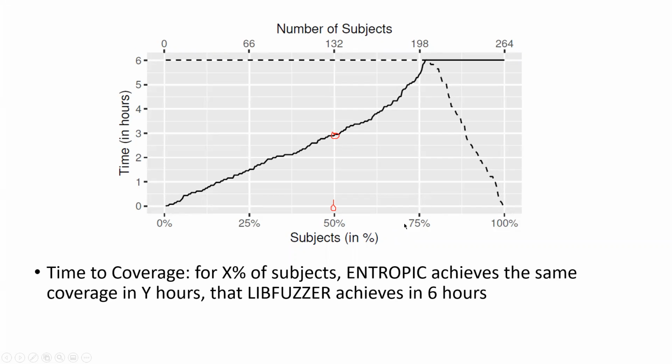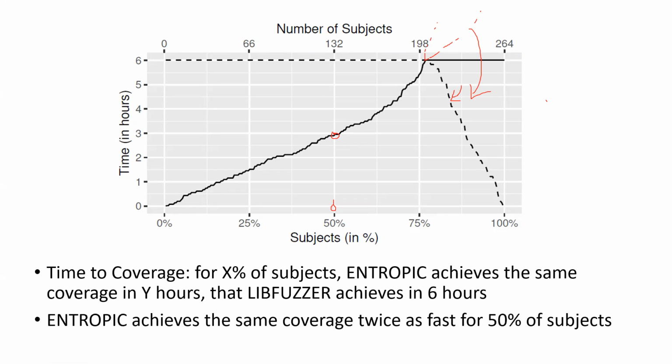And here it means that Entropic needs additional time, right? So it's the inverse. Yes, the point is that it should be reversed, but there was no space, so it's just reversed back here. I get the point. Thanks, Aaron. Please go on. So Entropic achieves the same coverage almost twice as fast for about half of the subjects.